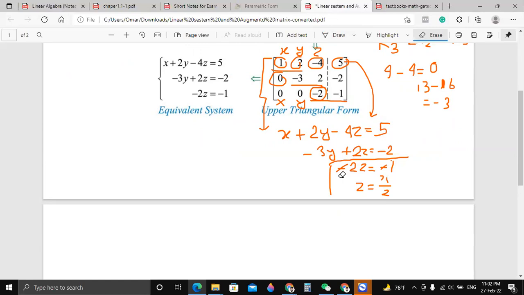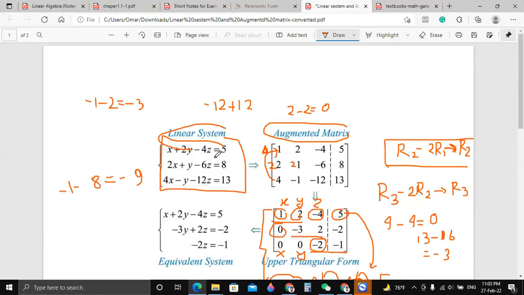So this way, if I find the value of z, then I can substitute the value of z in the second equation, right? Here, I can substitute the value of z. Then I will get the value of y. So now we already have the value of z and the value of y. So now we can substitute the value of z here and also the value of y here. Okay. Then we will find the value of x. So this way we can solve this linear system. Okay.